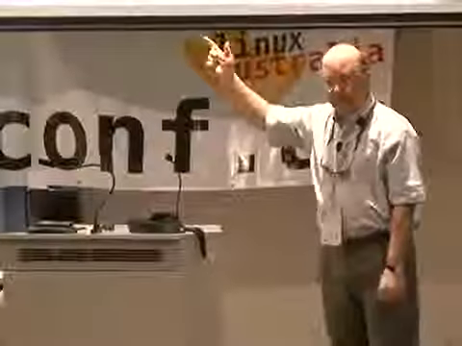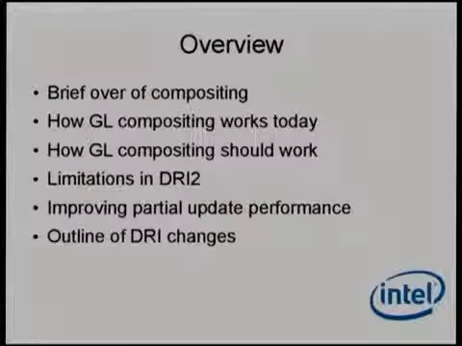And then I'm going to talk about how GL compositing works today and how I want it to work in the future. We'll talk about some of the problems that we're having with the way that we do GL in the X environment today with an extension called DRI2. We're going to talk about how we're going to improve compositing performance and other application performance where you're replacing a portion of the contents of the screen. And then we'll outline some of the things I want to do with direct rendering.